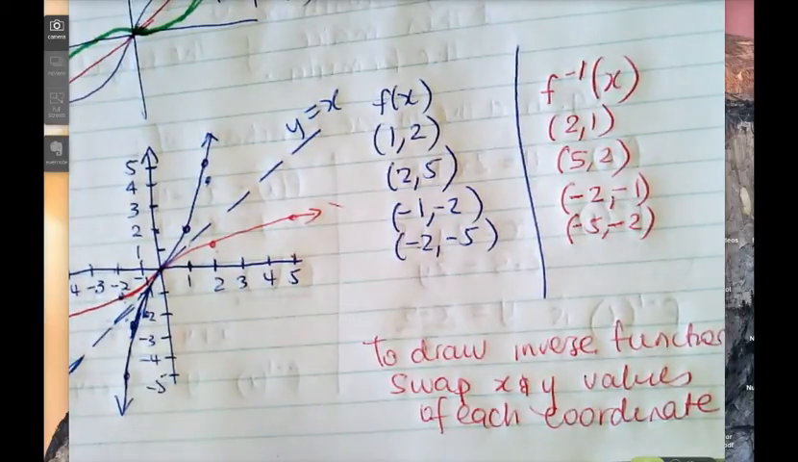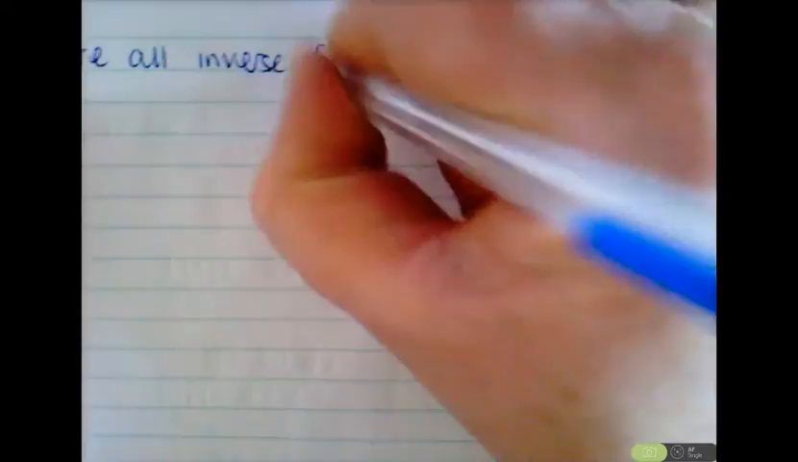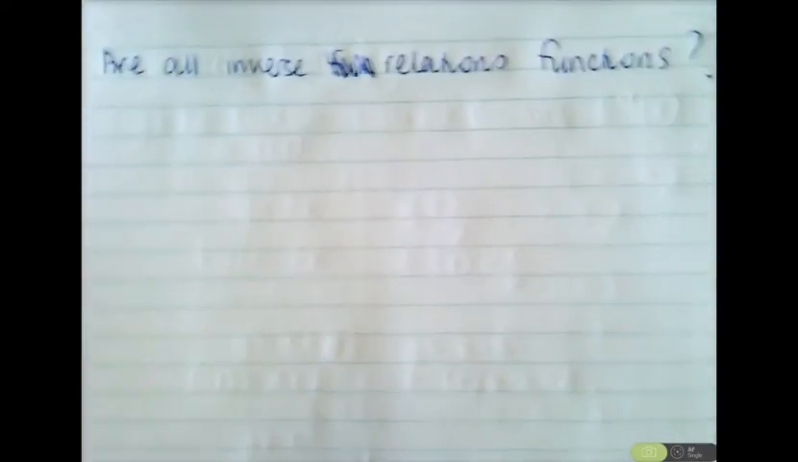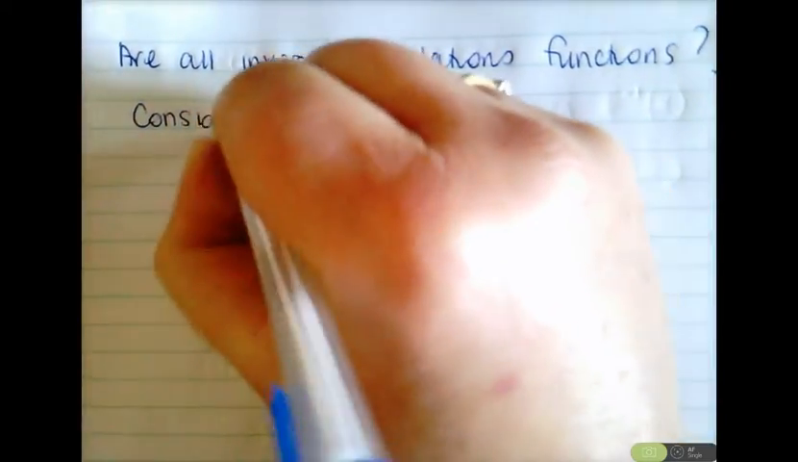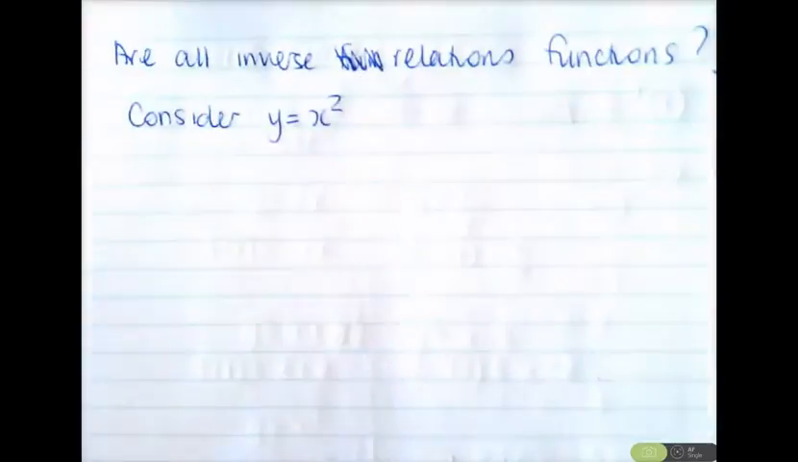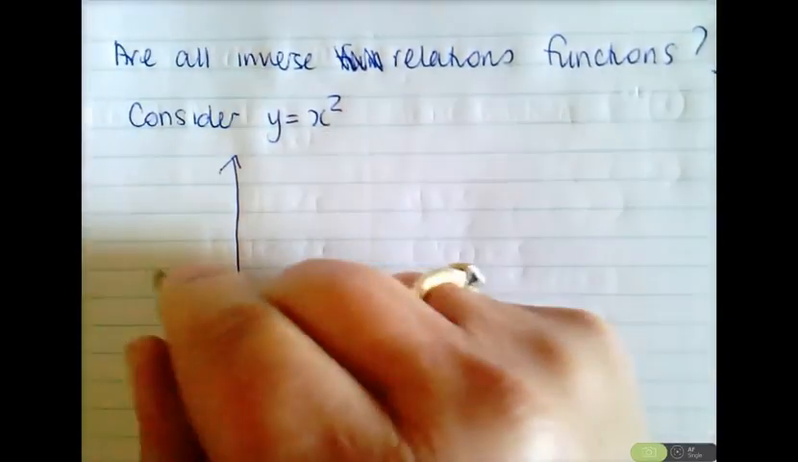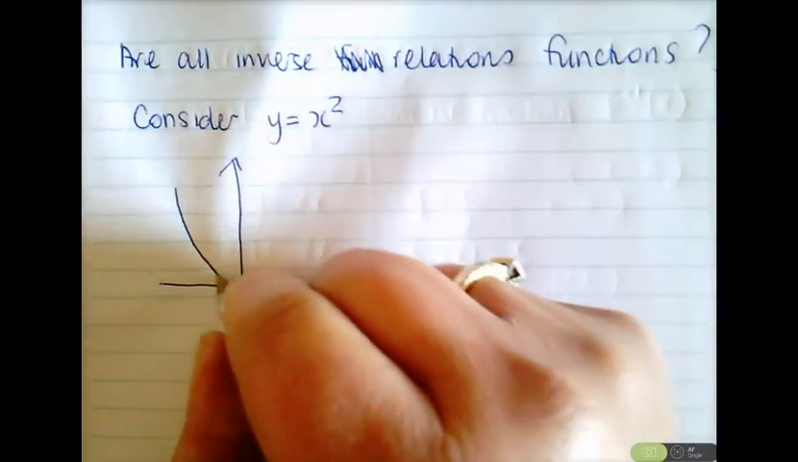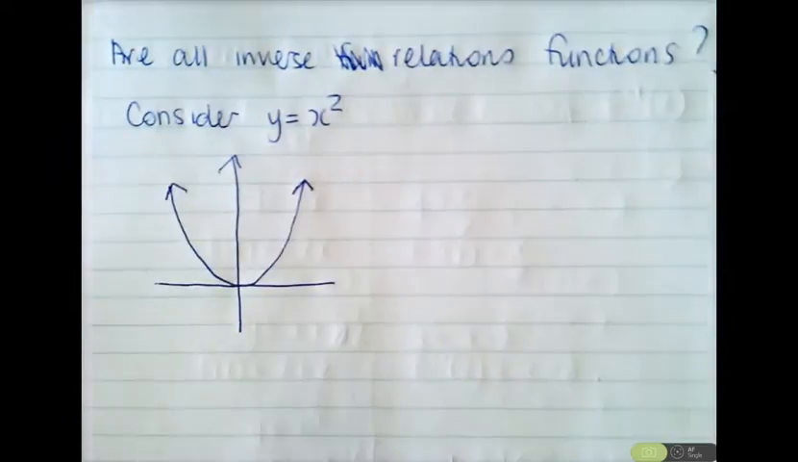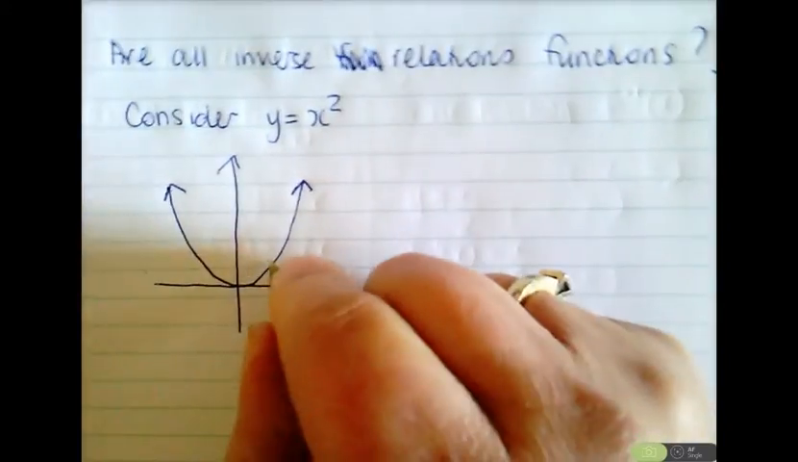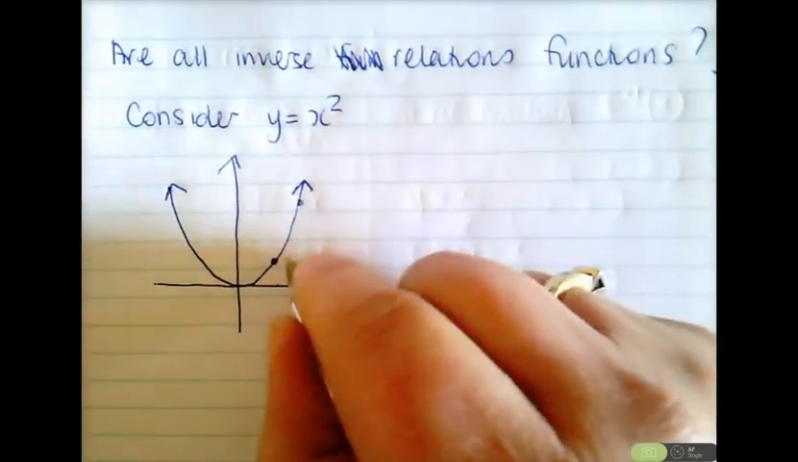All right. Are all inverse relations functions? Question mark. Are all inverse relations functions? We're going to consider y = x². You can give me some points on this curve if you want. (1, 1)'s one of them, and (2, 4).